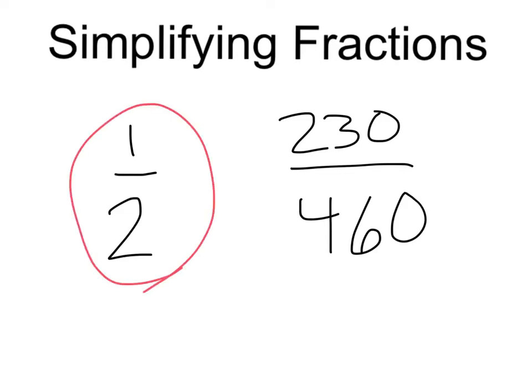Now, if we looked at these fractions, they are actually equivalent fractions. See, if we multiplied 1 times 230 and the bottom times 230, we would get 230 over 460. So the process of simplifying fractions is helping you go from a very complicated fraction to the simplest, easiest form. In this case would be 1/2.